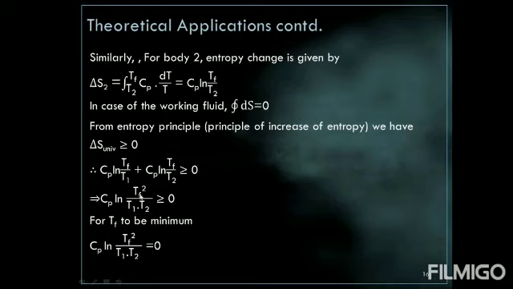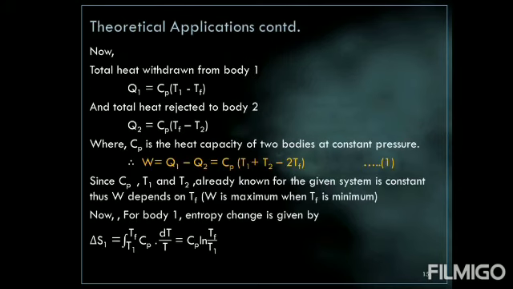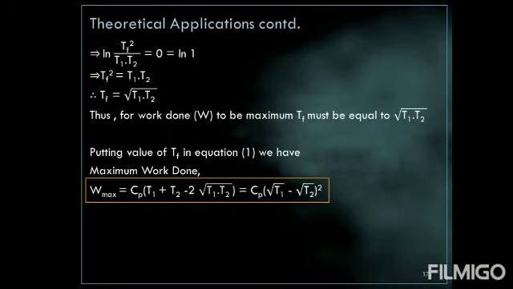Now we need the minimum value of Tf, therefore we need this equation, Cp ln (Tf square by T1 into T2), equal to 0. Thus equating this, we get Tf equals root over T1 into T2. Thus, for the work done by the heat engine to be maximum, Tf, that is the final temperature reached, must be equal to root over T1 into T2. Now putting the value of Tf in equation 1, we get the maximum work done, W max, equals Cp into the whole square of (root T1 minus root T2).